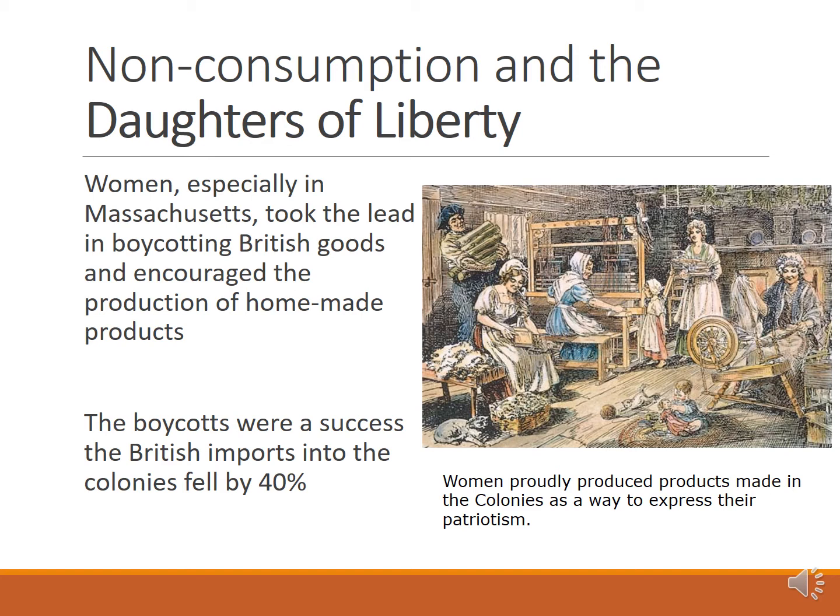And one of the leading supporters of the non-consumption pact and the boycott was a group that called themselves the Daughters of Liberty. And these were women that created sewing circles and dedicated themselves to creating homemade goods, goods that were made in the American colonies, so that the colonists would not have to buy the imported goods from England. So this, again, is a way for them to express their patriotism. It's a way for the women to get involved in this resistance movement.